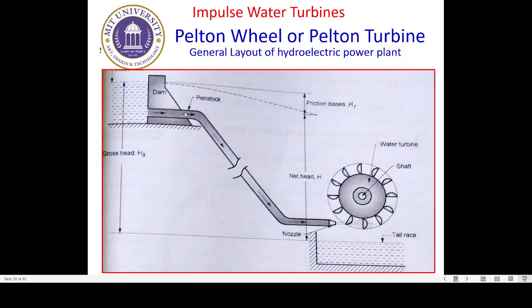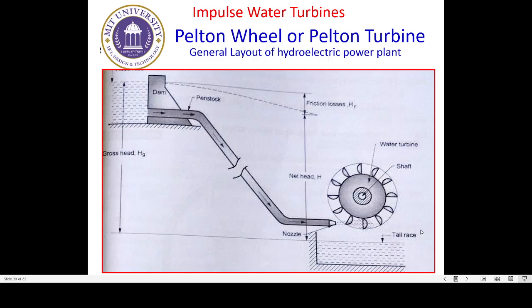Then we have these large diameter pipes which connect the dam to the inlet of the turbine. Those pipes are known as the penstock. The pipes of large diameter are identified as a penstock. The penstock carries the water under pressure from the storage reservoir to the inlet of the turbine. These pipes may be made of different materials like stainless steel, or they may be made of reinforced concrete as well.